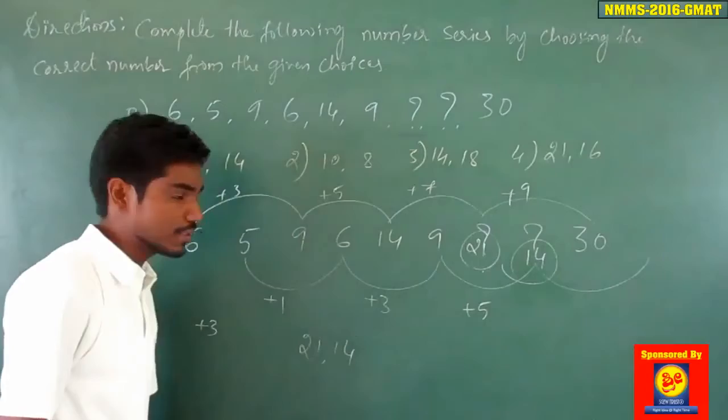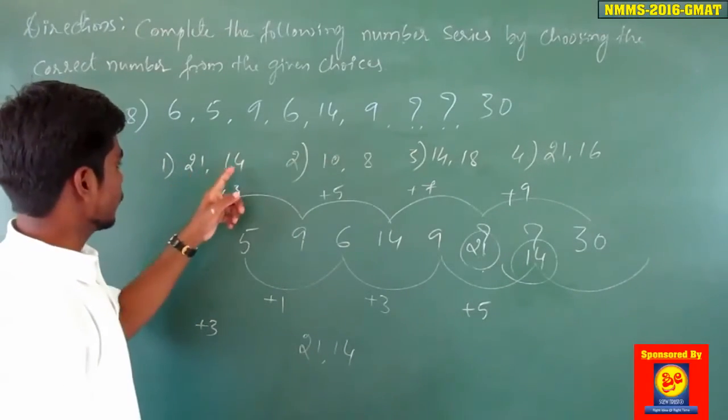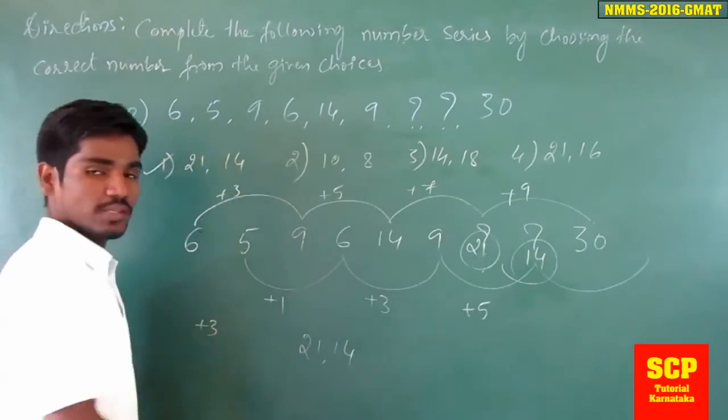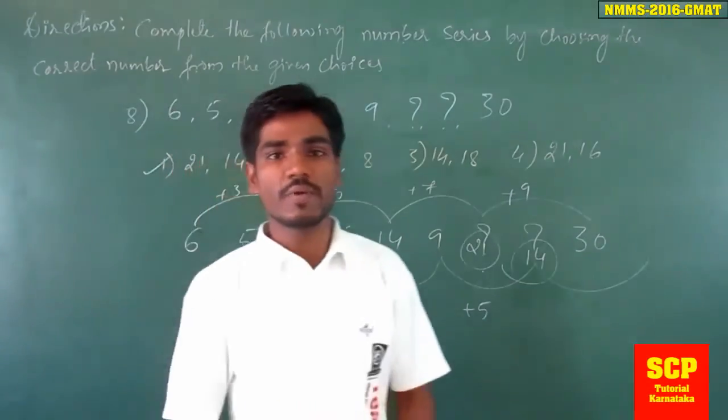Now let us check the given options. The first option, 21, 14, matches with our answer. Therefore, option first is the right option. Friends, we will see some more problems.